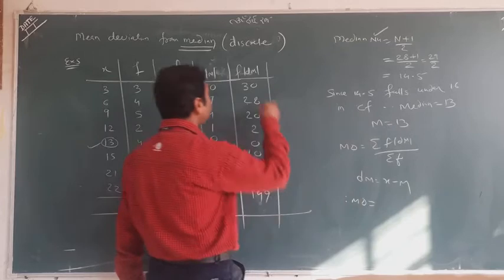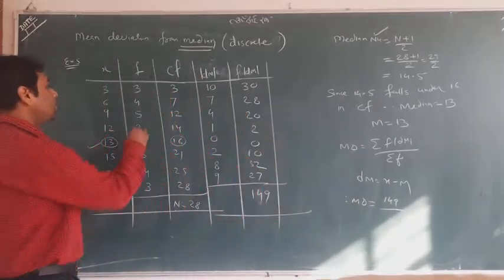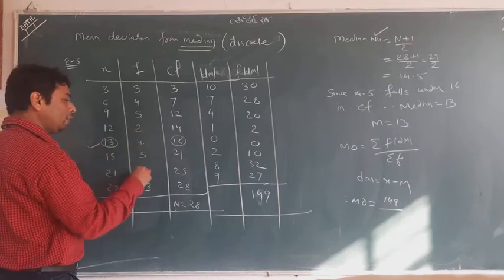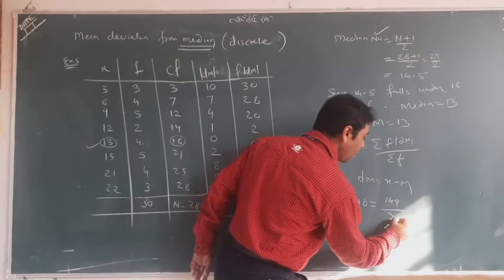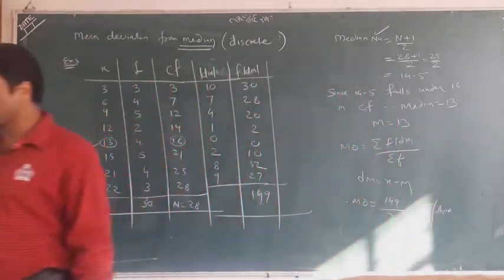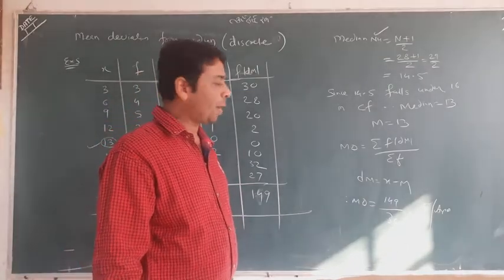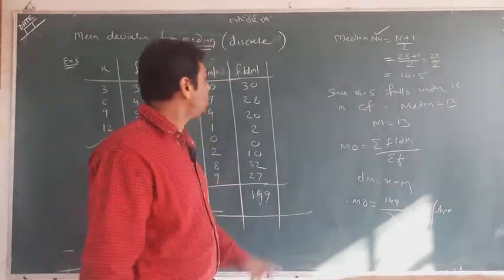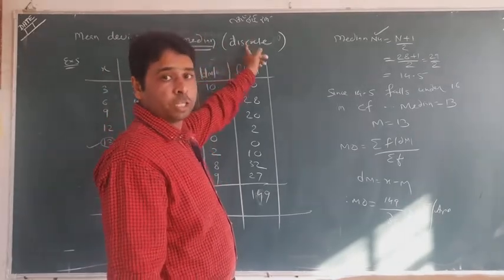Finally we'll use it in the answer. Summation f dm, you already got 149, and summation f we got 30. So the answer is approximately 5. Let me check. Yes, 149 by 30 is 4.9 something, so 5 approximately is a good answer. So this is all about mean deviation from the median for a discrete sequence.